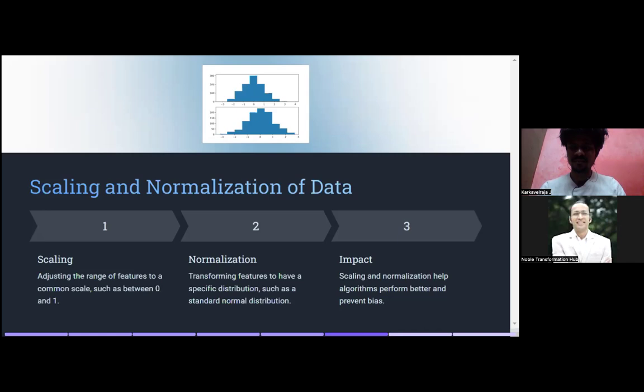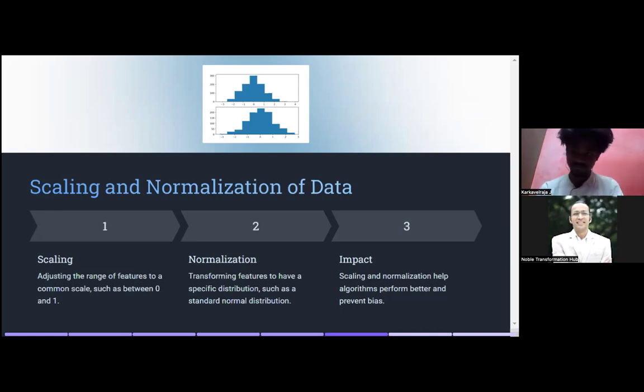Normalization is transforming features to have a specific distribution, such as a standard normal distribution. So we need to have that. You can see the picture above, that is normally distributed, so you have to do normalization. The impact is that scaling and normalization help the algorithm perform better and prevent bias. You see both sides, positively distributed and negatively distributed.